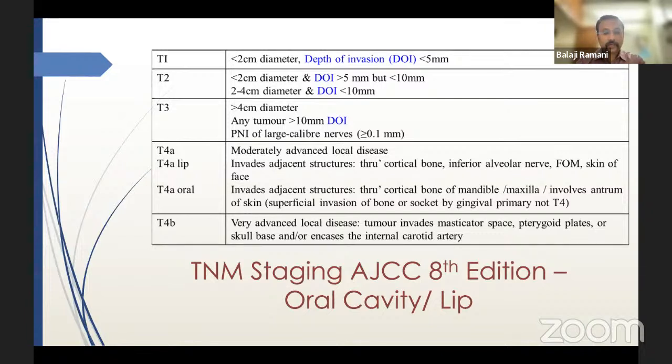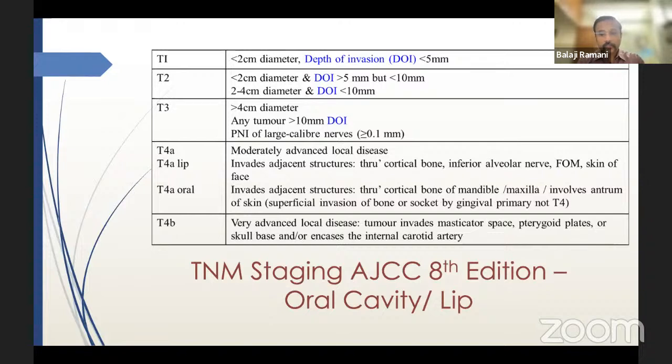Now, there is an additional factor which is included, which is known as the depth of infiltration. So the depth of infiltration or the depth of invasion, you classify it as less than or equal to 5 millimeter. Now, when the tumor is less than or equal to 5 and less than or equal to 2 centimeters, that is a T1 tumor. When you have a tumor which is more than 2 centimeter, it goes straight into T2. We already saw that. More than 2, less than or equal to 4.